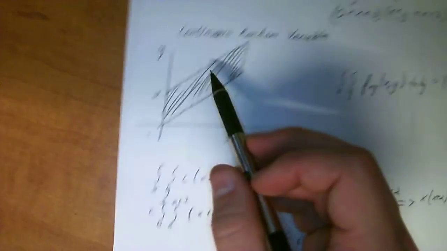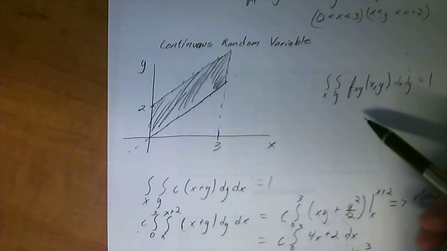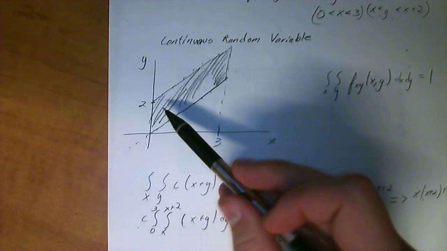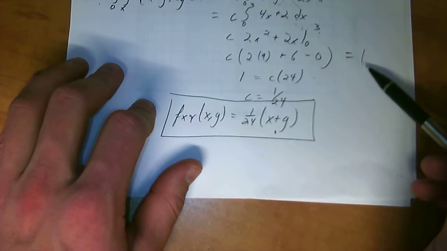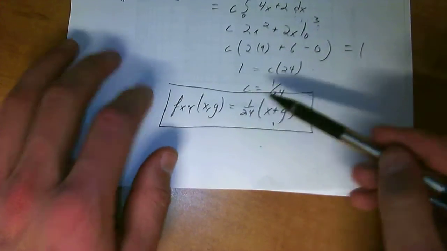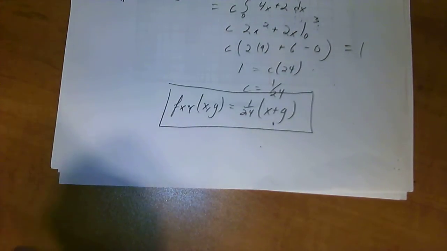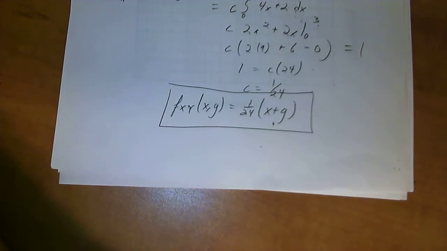So basically what you do is you just sketch out your range, and then you arrange your integrals in order to cover the area of this range. Set that equal to 1, and you can solve for c. And that's how you get your joint probability density function.